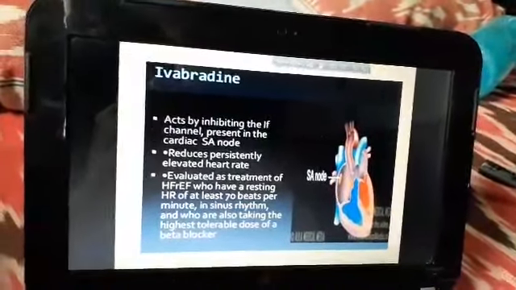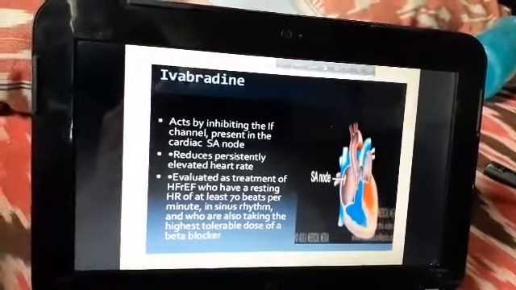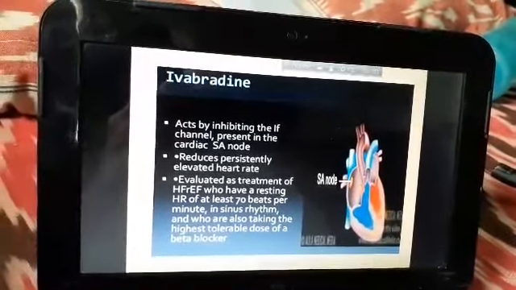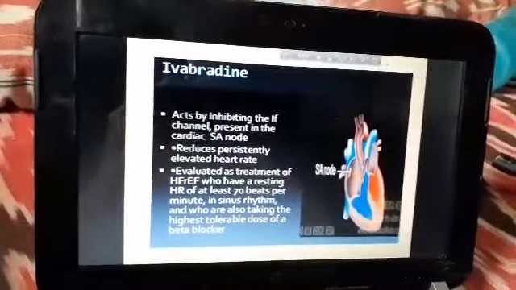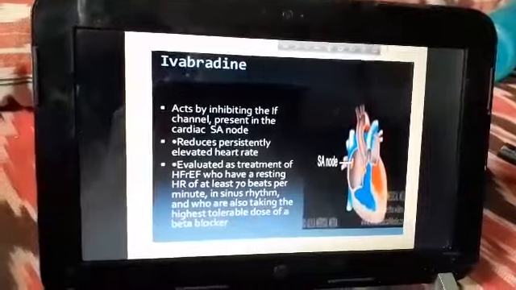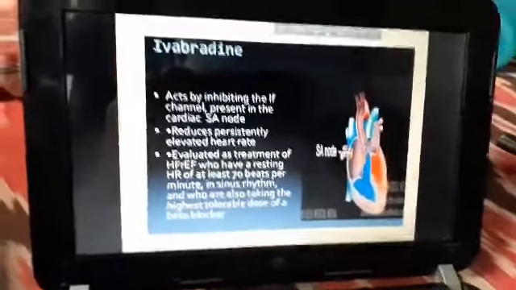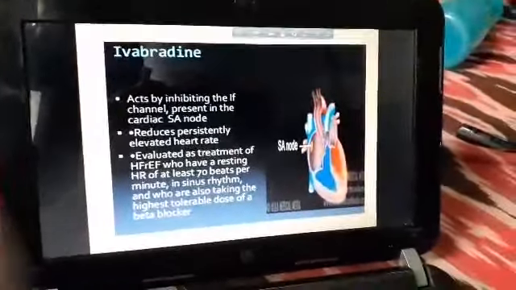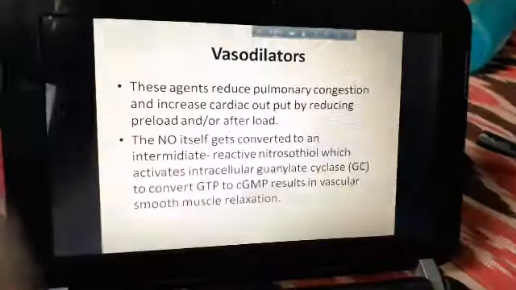When we have used all the drugs like beta blocker, ACE inhibitor, spironolactone, neprilysin inhibitor, but still it is not successful, then if the patient's heart rate is above 70, we can try ivabradine. That will cause decreased heart rate, and that will cause decreased oxygen demand of the heart.